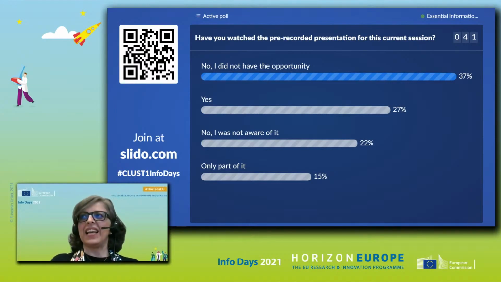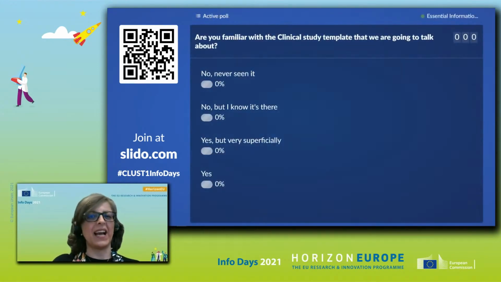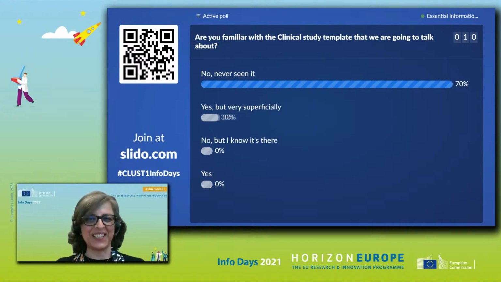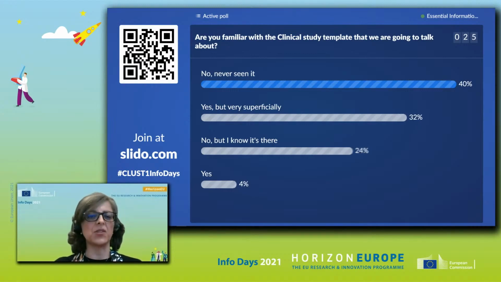So now we look at the second poll, where we want to ask you, are you familiar with the clinical study template that we are going to talk about? Again, it's an interesting start where possibly you admit that you are not very familiar with the object, which is going to be very informative for us, because Laszlo can then really take the time that we have reserved to go through all the different points.